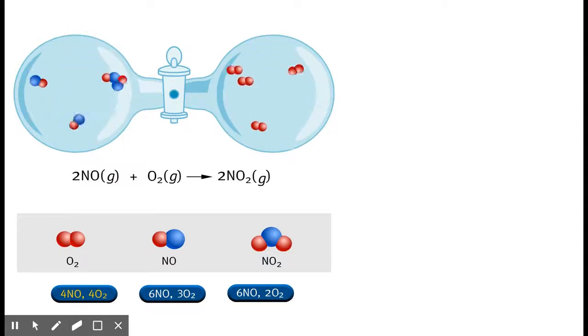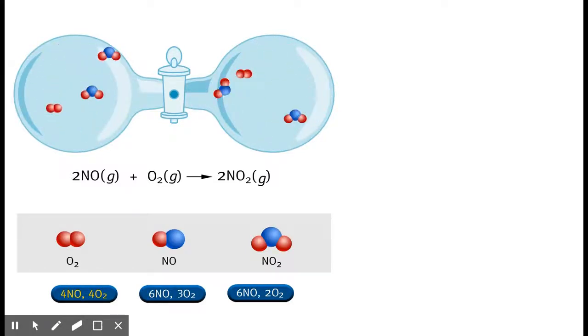The valve separating the bulbs is opened, allowing the gases to mix. The reaction occurring is 2NO plus O2 producing 2NO2. 4 molecules of NO are reacting with 4 molecules of O2. The 4 NO molecules require only 2 O2 molecules for reaction. Note the 2-to-1 mole ratio in the balanced equation. Therefore, 2 O2 molecules remain after reaction.